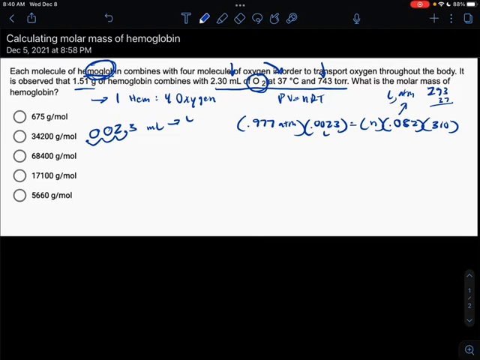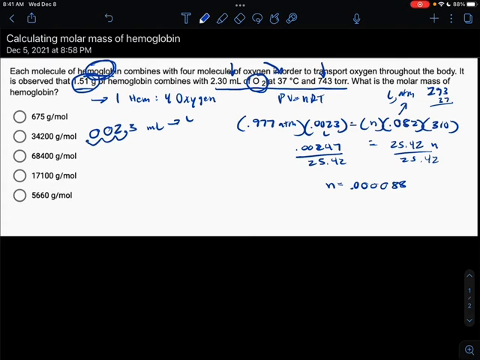If we do our calculations now, 310 times 0.082 gives 25.42. So 25.42 n equals 0.977 times 0.0023, which is 0.00247. Divide these two, divided by 25.42. So we get the number of moles of oxygen that bind to 1.51 grams of hemoglobin, which would be 0.000088.